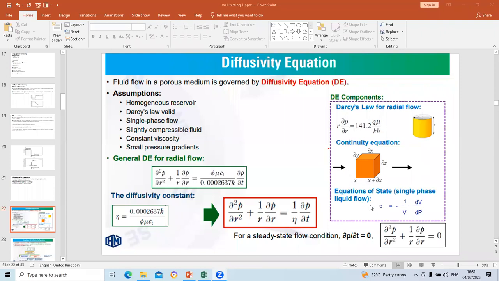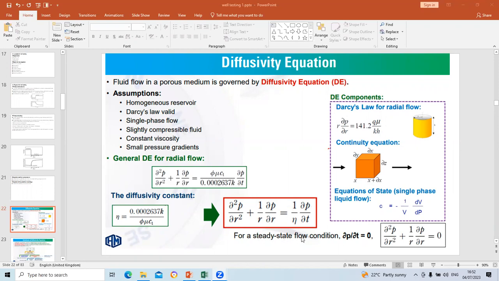So when you use all of these parameters put together, it now gives us this general equation, which we call the diffusivity equation. This diffusivity equation is in the radial form. Remember, we are just assuming that most of our reservoirs are radial flow reservoirs. That means the fluid is flowing in all directions. So if we call this particular term here the diffusivity constant, then we are going to have the equation that is simplified in this manner.